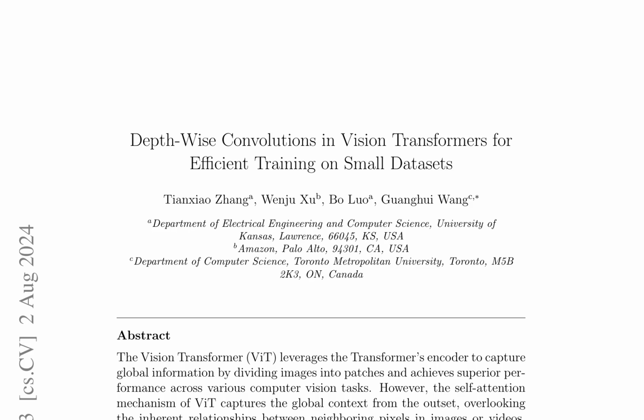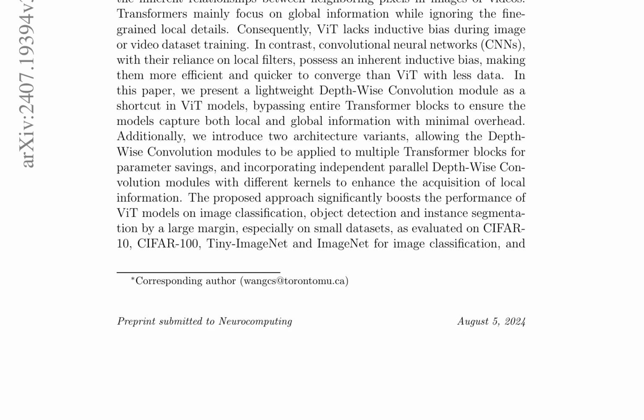converge with less data. This work proposes integrating a lightweight depth-wise convolution module as a shortcut in ViT models to capture both local and global information efficiently. The proposed approach employs depth-wise convolutions to capture local information, while transformer blocks are used to capture global information. The depth-wise convolutions serve as a shortcut, bypassing the entire transformer block, and the final combination is achieved through summation, providing a unified representation of both.